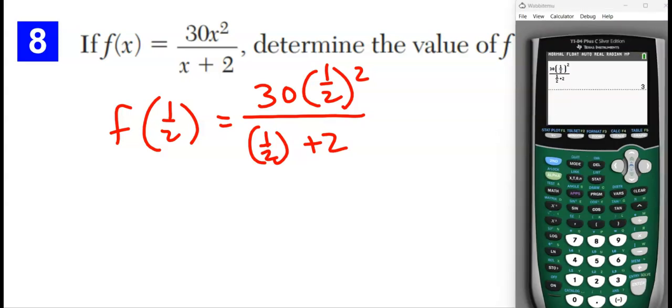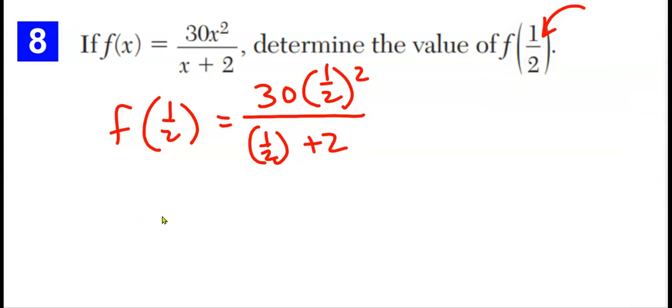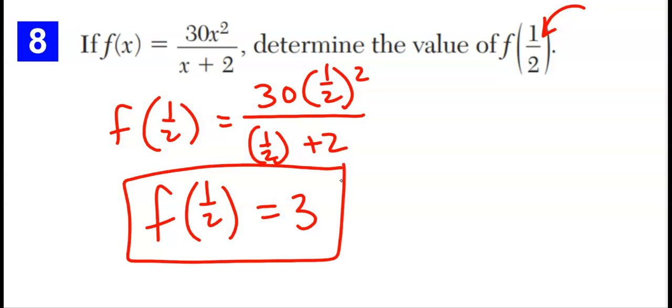Looks like my answer is 3. So the function f with an input of 1/2 results in a 3. Or you could have just written 3.